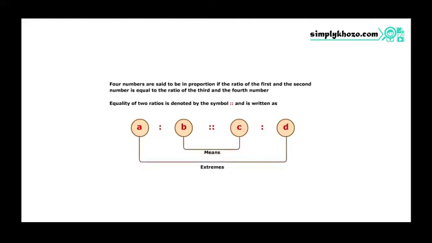Equality of two ratios is denoted by the symbol as shown and is written as A is to B is proportionate to C is to D, where A, B, C, D are known as the first, second, third and fourth terms of proportion. The first and the fourth terms are called the extreme terms or extremes. The second and third terms are called the middle terms or means.